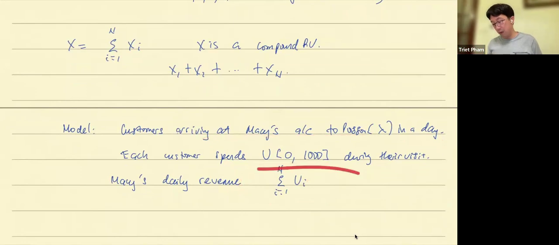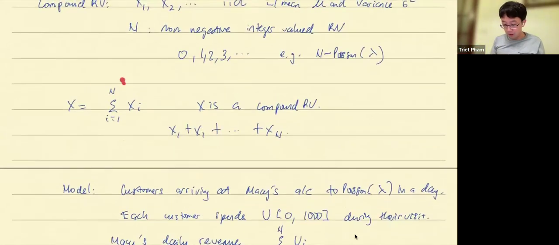Of course, the amount they spend is random, but also the number of customers arriving is random. So that's, let's say, an easiest example of how you would encounter a compound random variable. There are many others. You could just make up something using Poisson as your count. So n here is called the counting random variable.